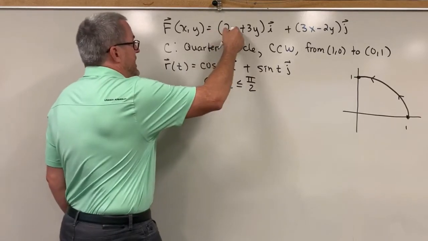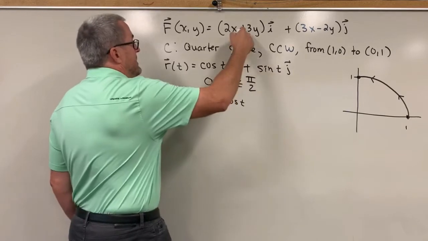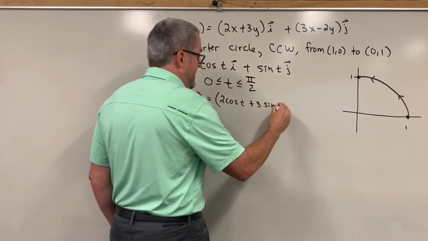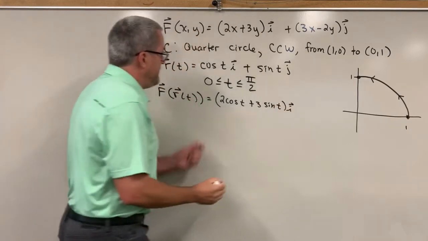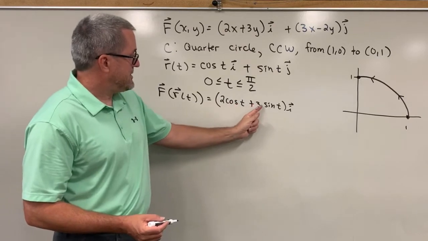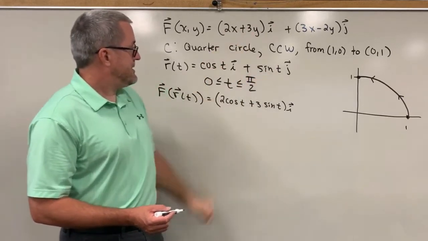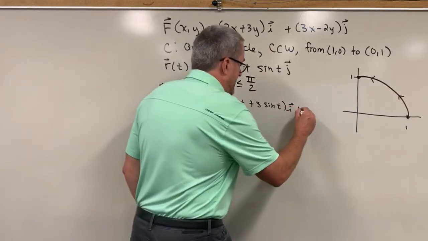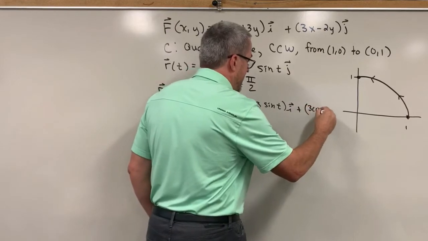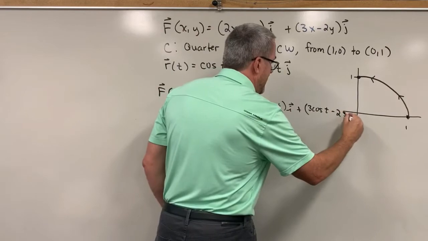So instead of 2x, it'll be 2 cos t, plus 3y, instead of 3y, 3 sin t, i. So 2x + 3y becomes 2 cos t + 3 sin t as I replace x with cos t, y with sin t. Now, likewise, 3x, 3 cos t, minus 2y, minus 2 sin t.